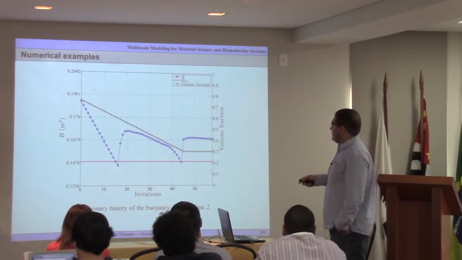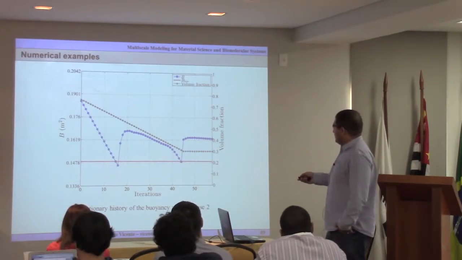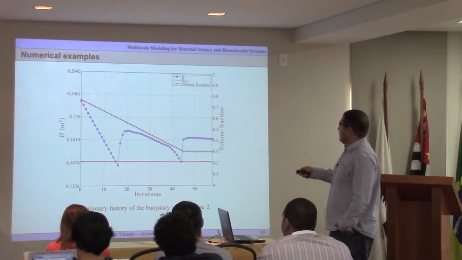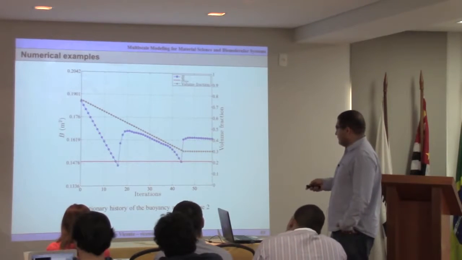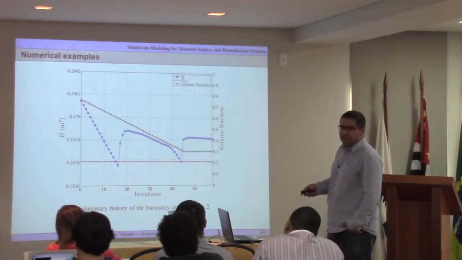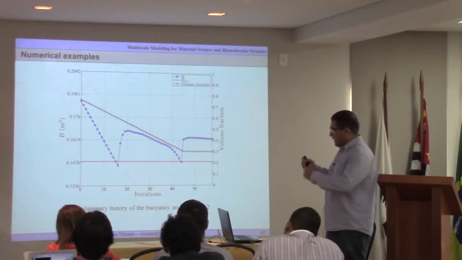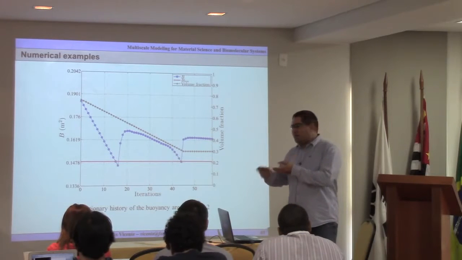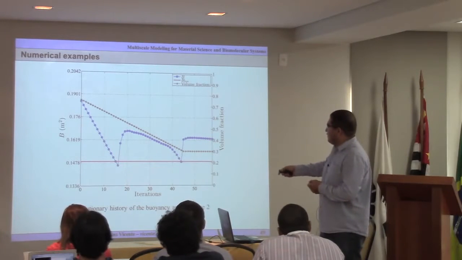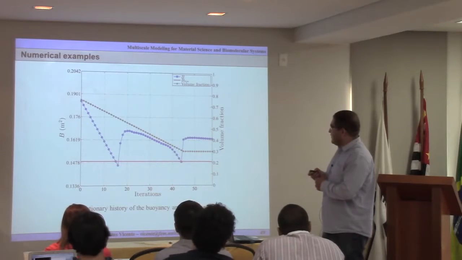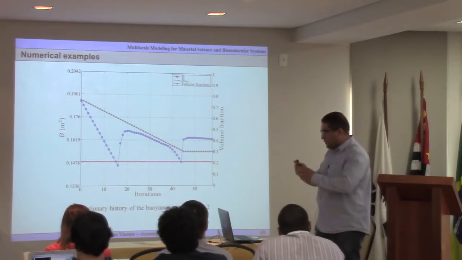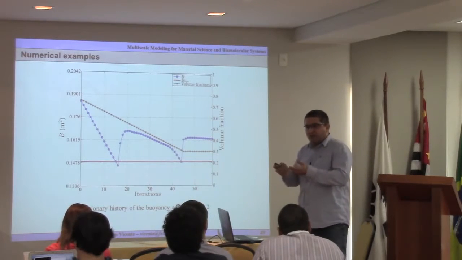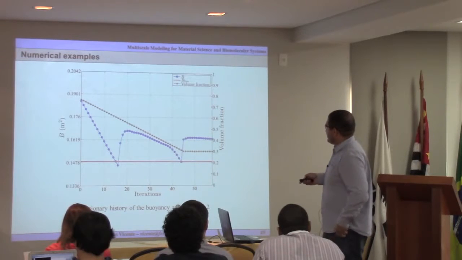And here we can see the evolution of the volume fraction and our objective function. You can have here a restriction on the buoyancy. So I can say during the optimization process that the buoyancy cannot go under a certain limit, so the structure should hold that riser with certain properties.